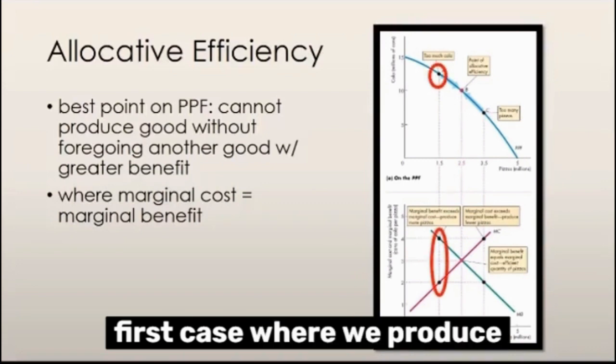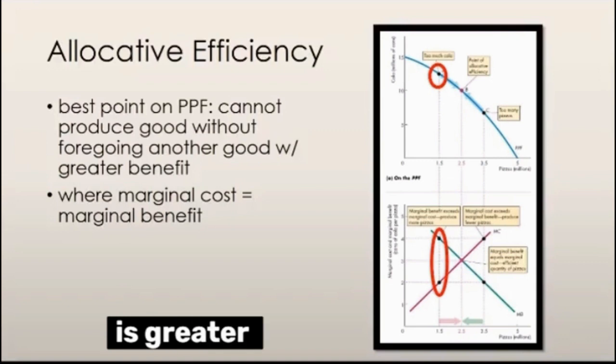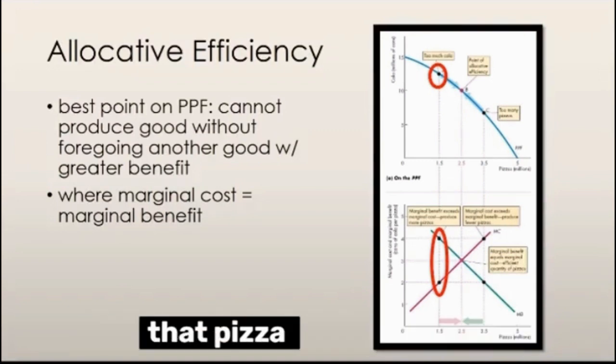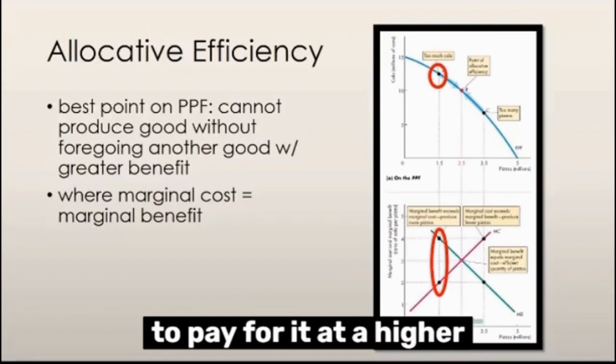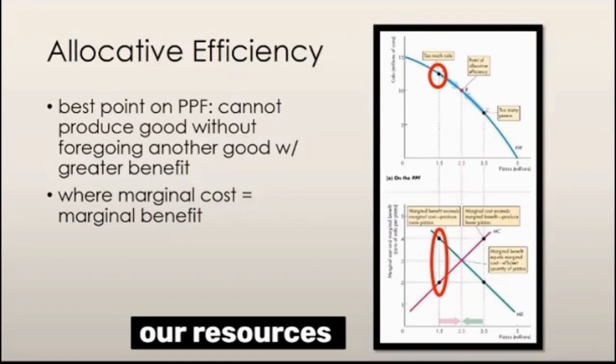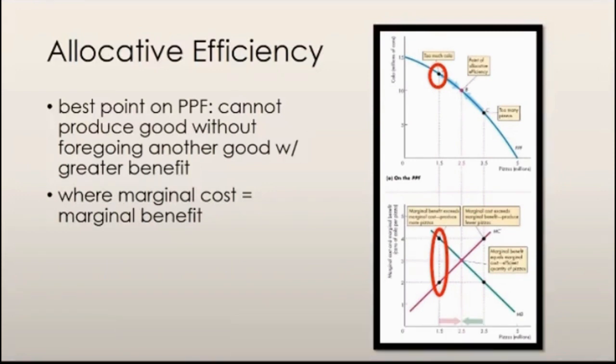In this first case, where we produce 1.5 units of pizza, the marginal benefit of producing pizza is greater than the marginal cost. This means that someone values that pizza and is willing to pay for it at a higher price than it costs to produce. We would get more value from our resources if we were to produce more pizza and less cola.